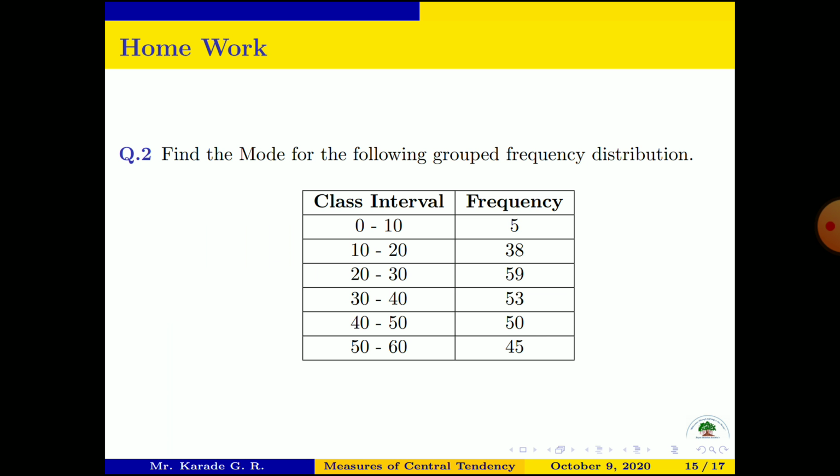The second homework is, find the mode for the following grouped frequency distribution. Here a grouped frequency distribution is given, with class intervals and corresponding frequencies. By using the formula for mode, you can find the mode of this data also. So try to solve all these examples on your own. In your notebook write all these problems and solve them one by one.